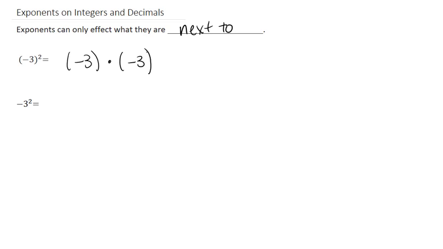So -3 times -3 is then positive 9. Now, for the second one here, we have a -3 raised to the second power, but no parentheses. So this 2 is only affecting this 3. So what we can do to show this is leave the negative right there. Then in parentheses, we can go 3 times 3. And so 3 times 3 is 9, and then it's negative. So you can see how these are two different answers based upon just the parentheses.